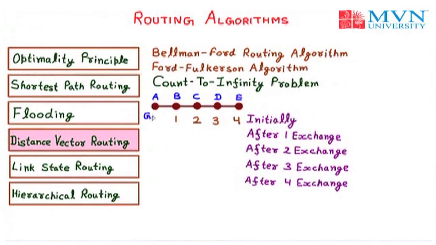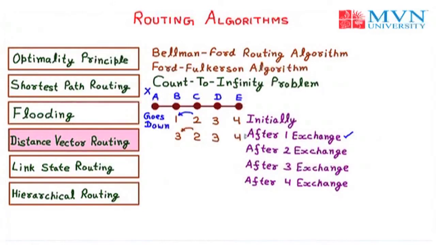Now suppose A goes down. At the first packet exchange, B does not hear anything from A because A has gone down. Fortunately, C says, don't worry, I have a path to A of length 2. C provides this information to B, and B thinks it can reach A via C with a path length of 3. D and E do not update their entries for A on the first exchange, so they stay 3 and 4.